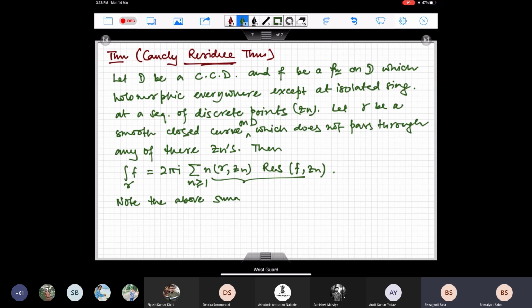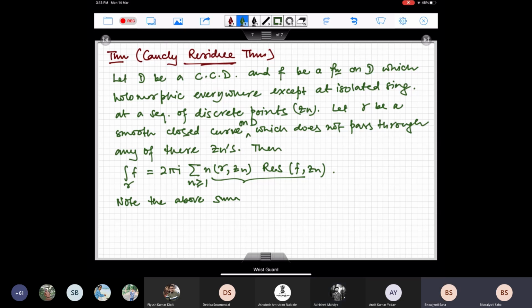Because if this gamma encompasses all these infinitely many singular points, then that's going to have a limit point, right? Isn't it? I have never said that gamma is going to encompass these points. These singular points could be there, but all I am saying is that none of these points are on gamma. That's all.